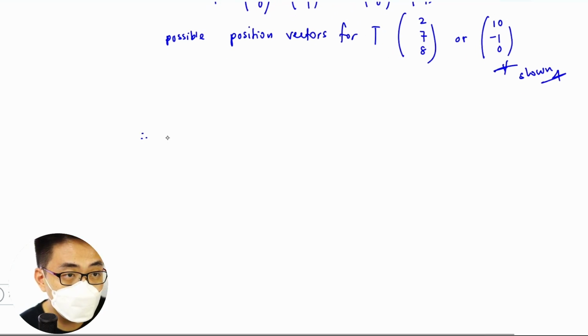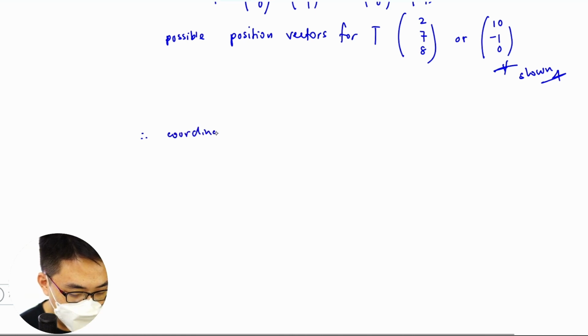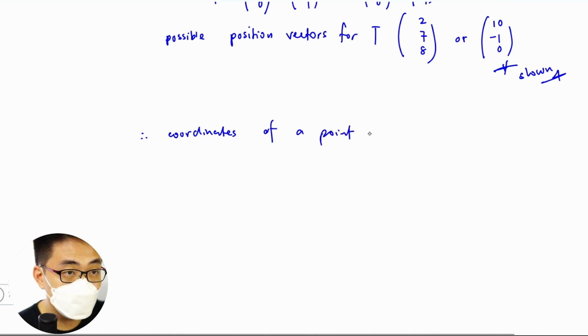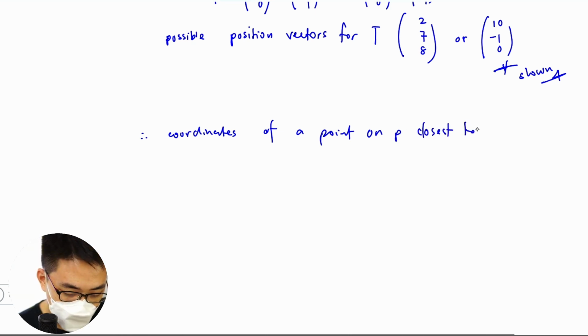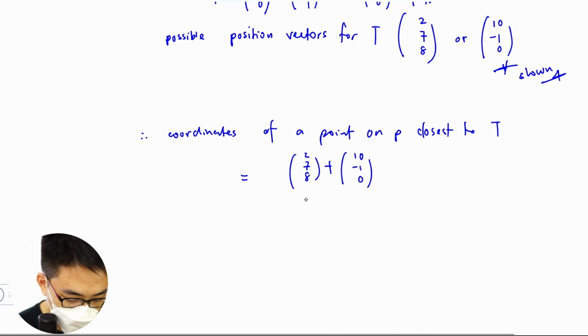Point, hence coordinates, point on P closest to T, 278 plus 10 minus 1 0. This is 12. Okay.